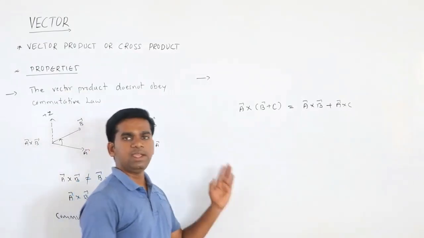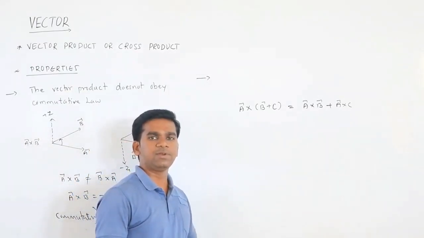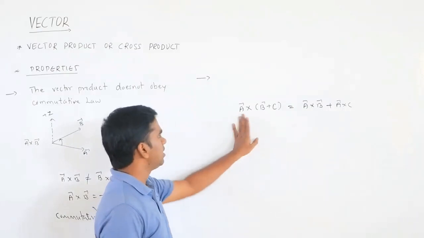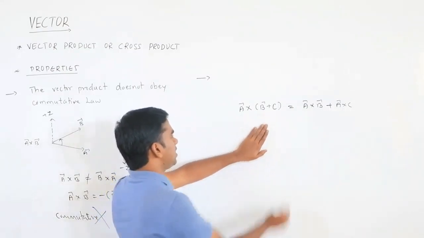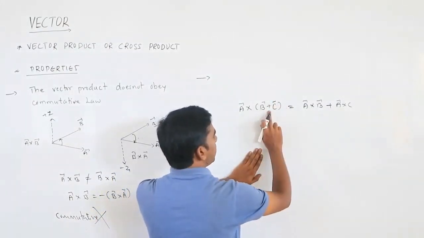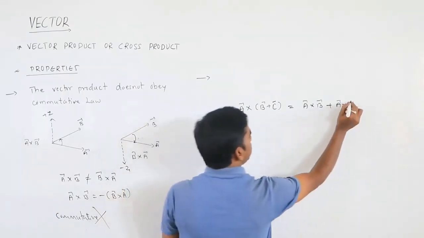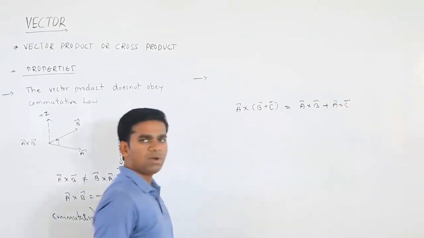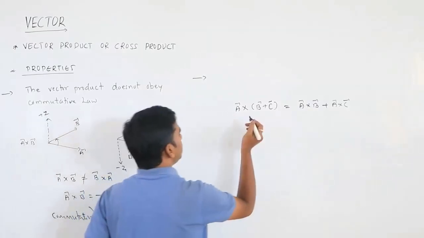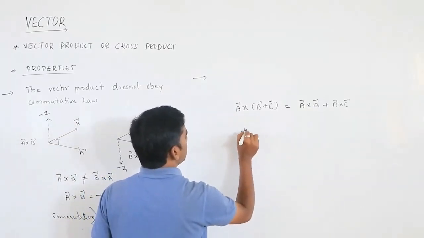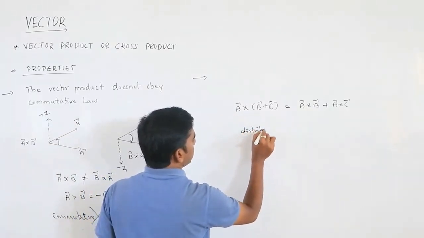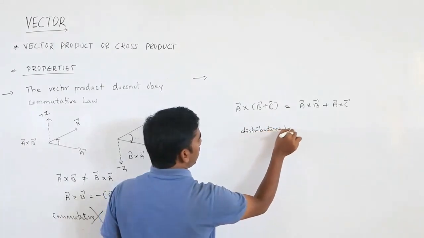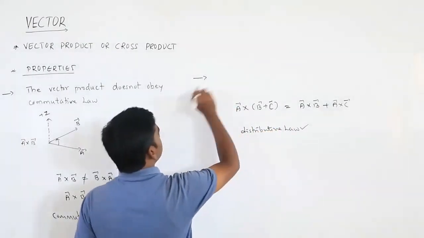Just like A dot (B plus C), you can write A dot B plus A dot C. Similarly, A cross (B plus C), you can write as A cross B plus A cross C. That means the distributive law holds here.